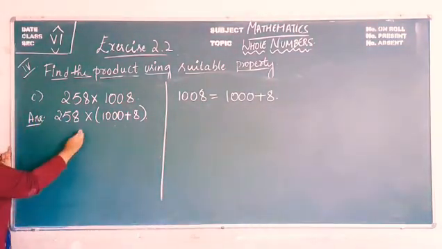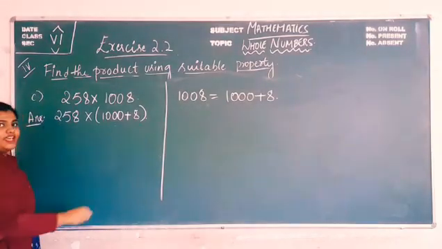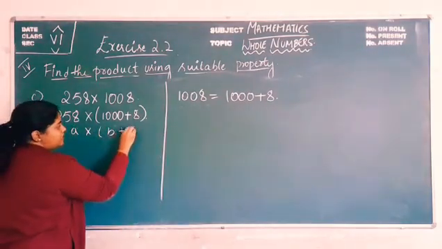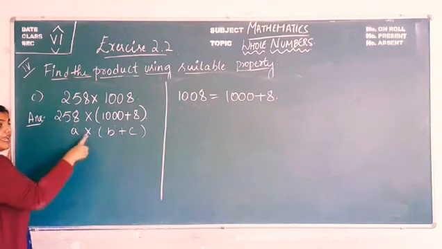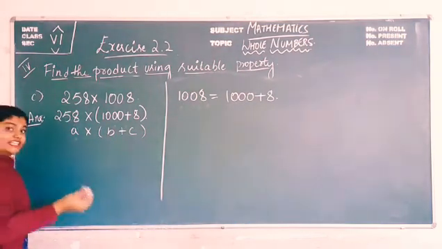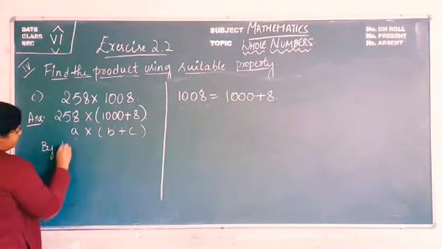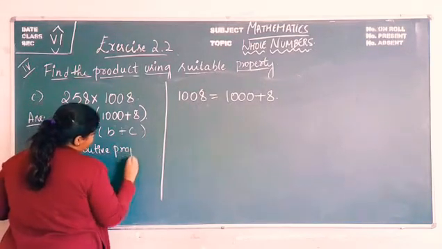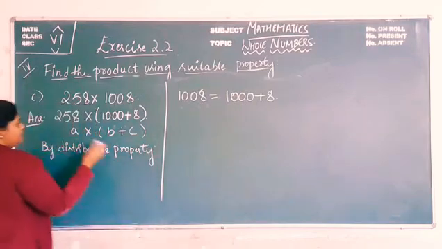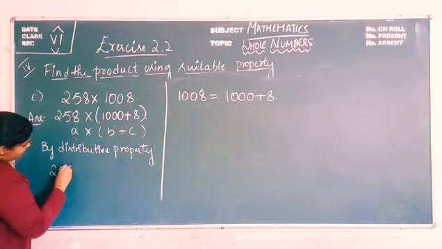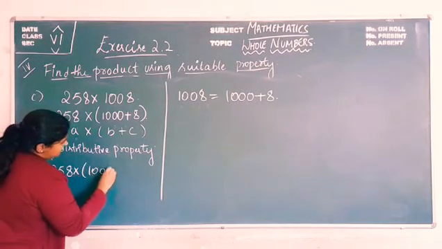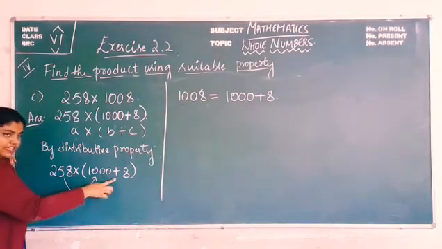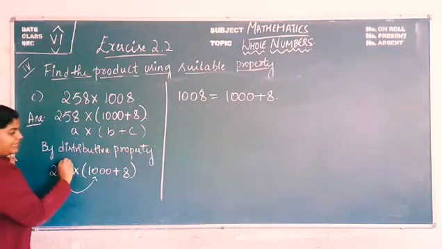Now tell me which property we have to apply here. Yes, here also we are applying the distributive property, because the expression is of the form A into B plus C. So by distributive property, we can write 258 into 1000 plus 8 as 258 into 1000, then plus, then 258 into 8.